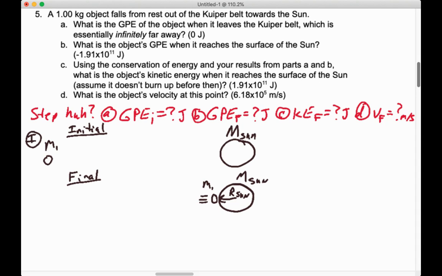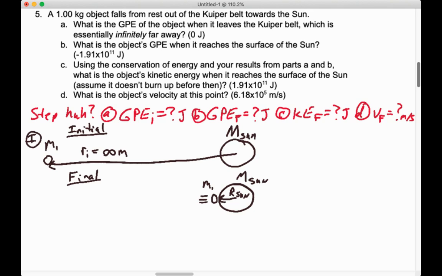Just for completeness, let's go back to our initial sketch. What is our distance from the center of the sun? Sorry, not great at the Wacom tablet. What is our initial radius? We're all the way out here in the Kuiper belt. That's really far away. Let's just round up to infinity. Let's say that we're infinity meters away. So we'll go with that.